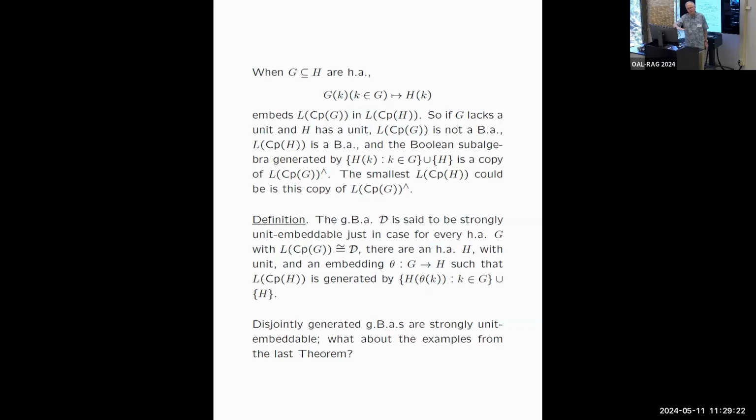Now, it turns out if you look at the proof that disjointly generated generalized Boolean algebras are unit embeddable, in fact, they are strongly unit embeddable. So you can arrange things so that you go to a hyperarchimedean L group with a unit, and the Boolean algebra you get is as small as possible, generated over the old distributive lattice by the top element. Then the question is, what happens to these examples from my last theorem when I use weakly compact cardinals?